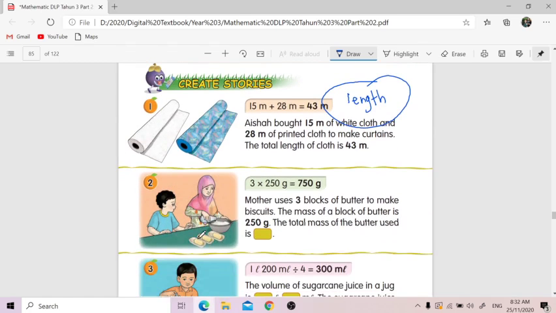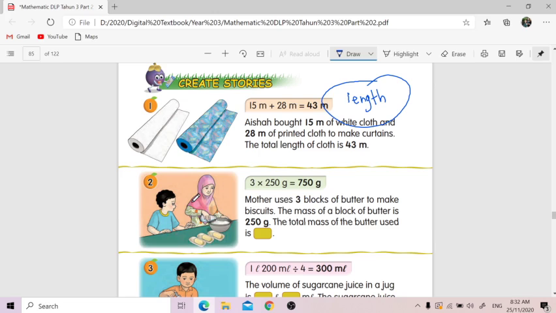Number two, a mother here is baking biscuits, pouring milk, and you can see there's butter. Making or baking cakes or biscuits may involve volume of liquid because there's liquid here, or mass because you need to weigh the flour and also the butter. So it involves weight.